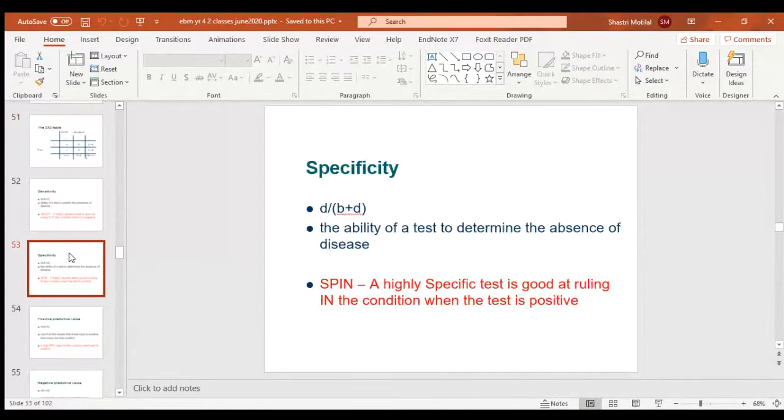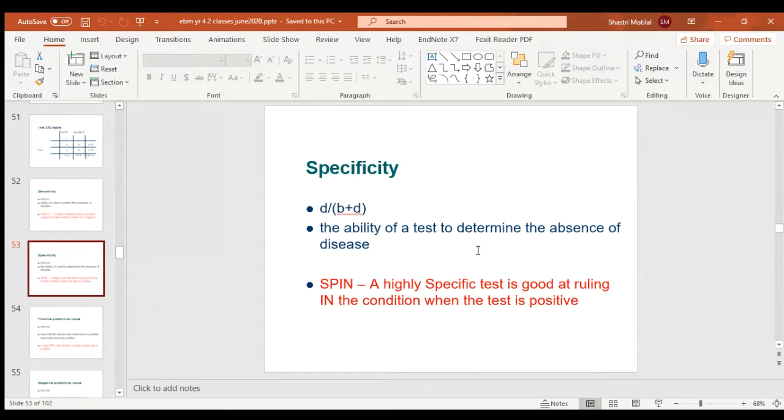So again, you would say, well, I just told you specificity is the true negative rate, so specificity would be used to rule out the disease. But remember, sensitivity and specificity are calculated in relation to the gold standard result from a diagnostic study. When we use these measures, we're not doing the gold standard test in our practice, we're doing the test of interest. So the mnemonic here for specificity is SPIN. A highly specific test is good at ruling in the condition when the test is positive. SPIN, SP, specificity, in, rule in.